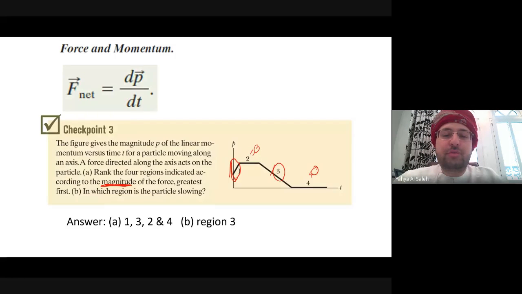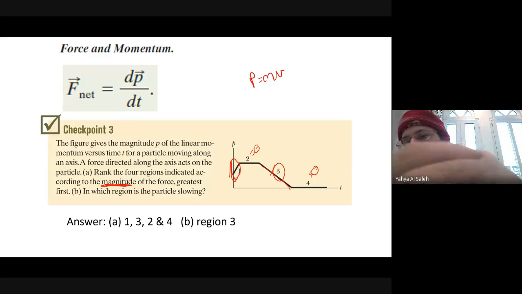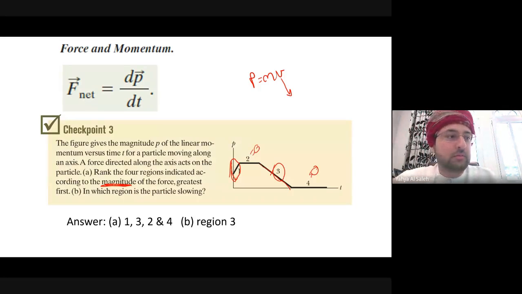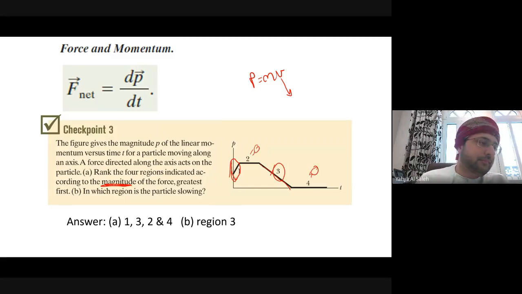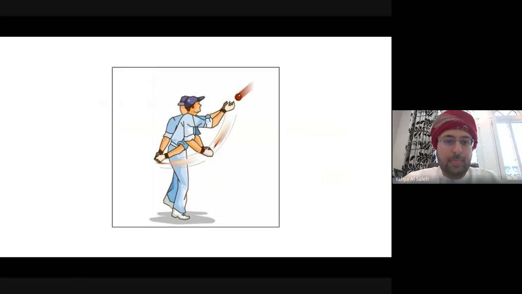Okay. Now, in which region is the particle slowing? Well, since the momentum is going down, and momentum equals mv, and m is constant, it means my velocity is going down here. But in 3, it is minus slope. Yes, but remember the question asked for magnitude. This is a very, very important question. I keep asking for magnitudes because people keep forgetting to check whether the question is asking for magnitude or not.